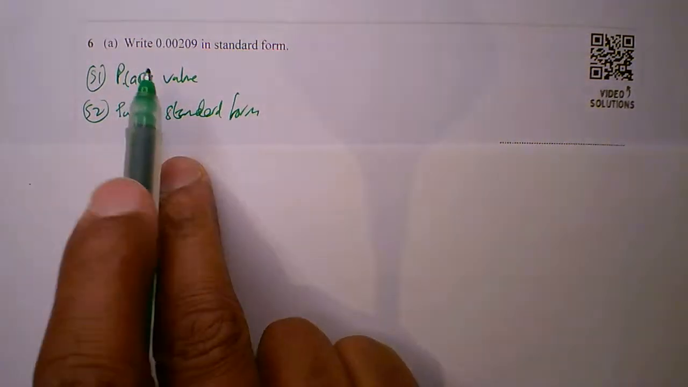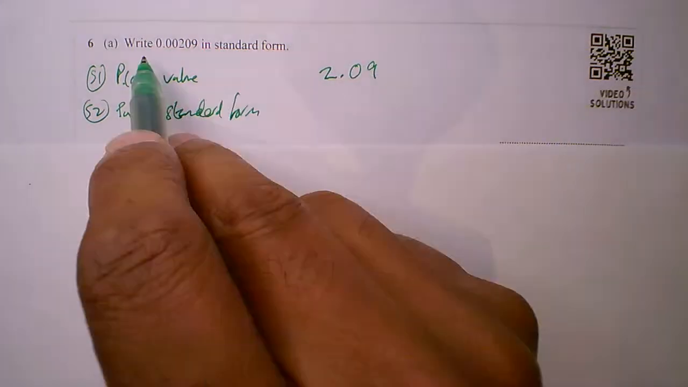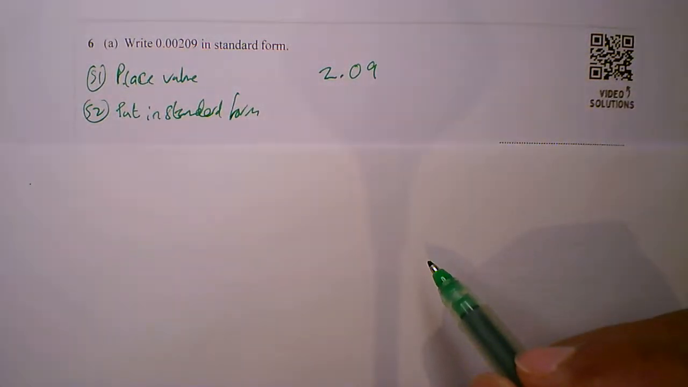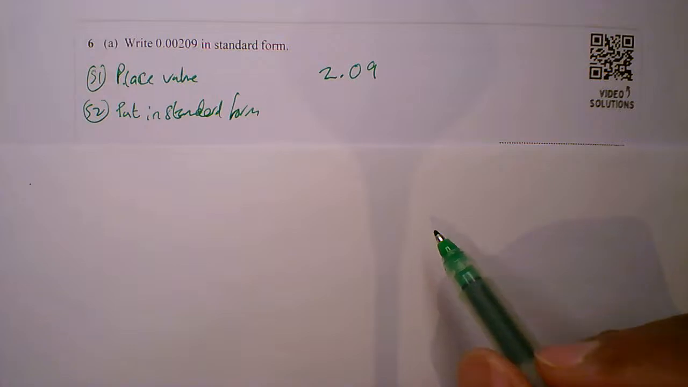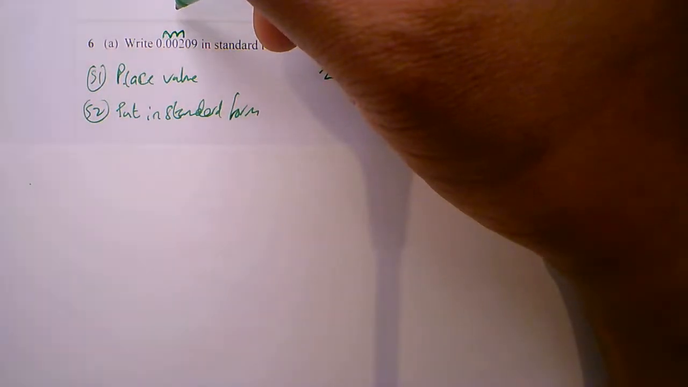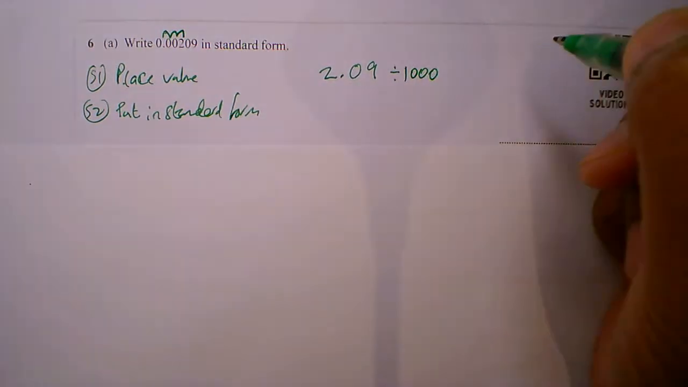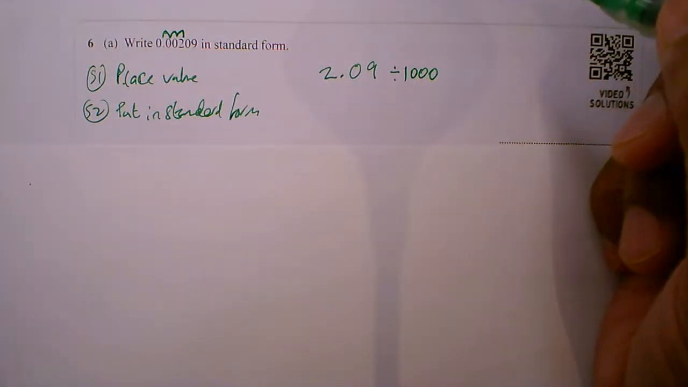Okay, so an ordinary number begins with 2.09. I ignore the zeros, so that's what I'm looking at. How many place values do I have here? I've got 1, 2, 3 place values. So that means I'm dividing by 1,000. That's 3 place values divided by 1,000.